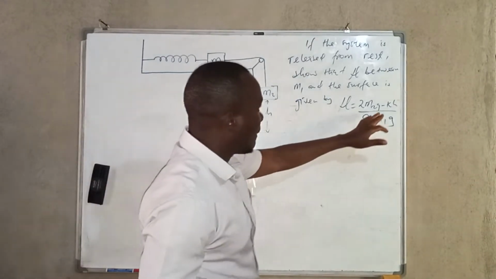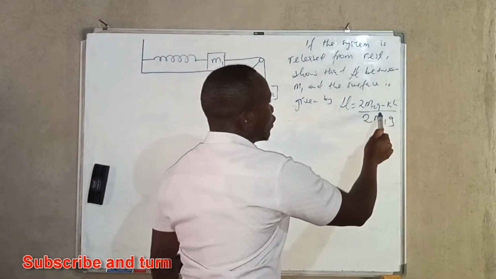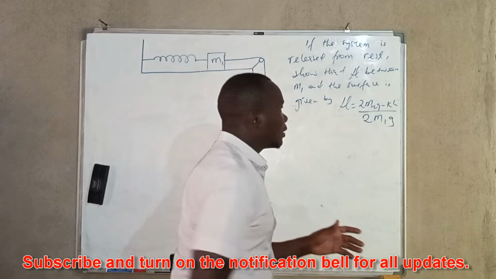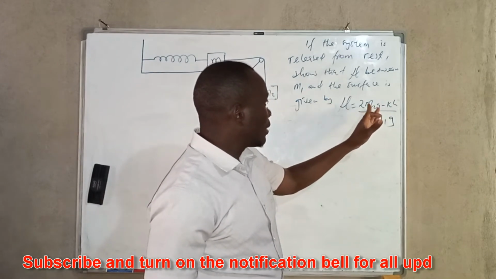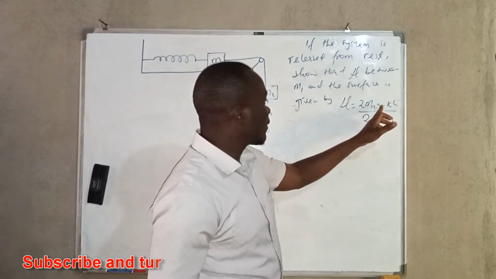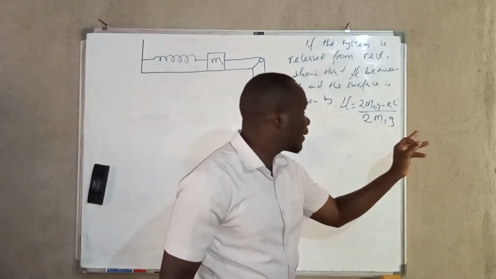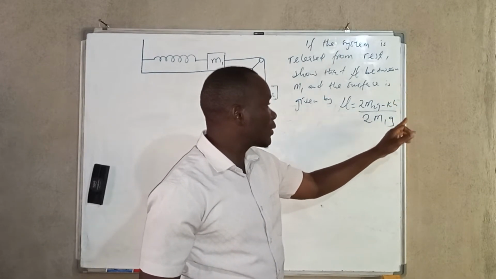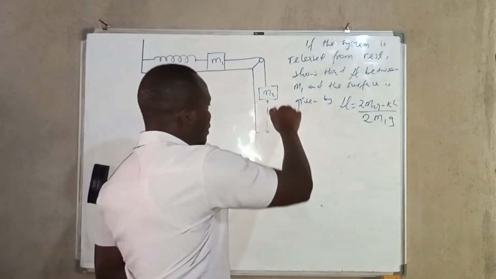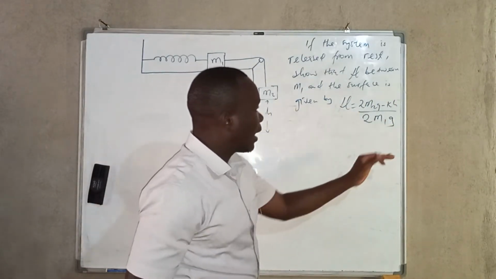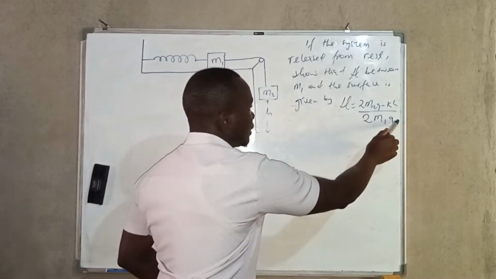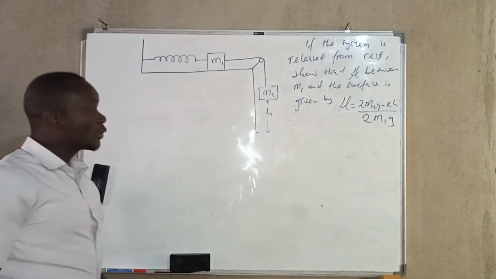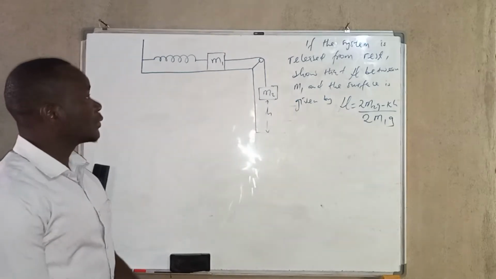surface, is given by 2 M2 g minus k h over 2 M1 g. So this is mass 2, this is the gravitational field strength, and this is the force constant, or spring constant. This is h, which is this one, the displacement, and this is M1, and this is the same as this one, g. So this is what we are going to do.